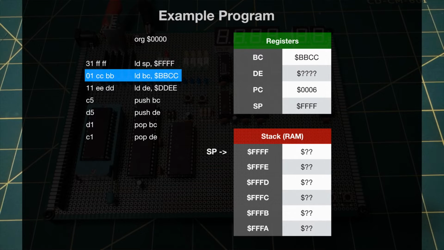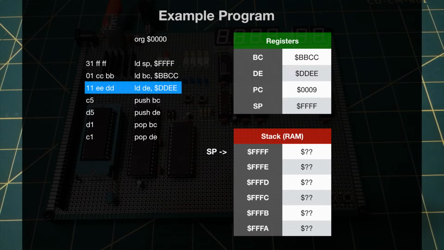If we execute the next instruction, we can see the program counter increased by 3 again, because it's another 3-byte instruction. We can now see that the BC register has got some contents in it, what we've just written into it. Stack pointer is unaffected. And the next instruction, again, program counter increased by 3. We've now got a value in DE as well. And again, stack pointer not affected.